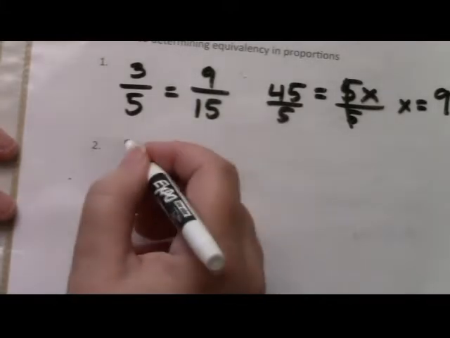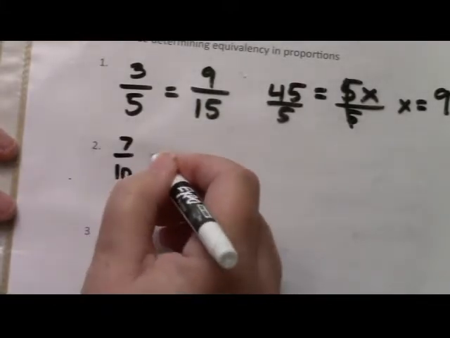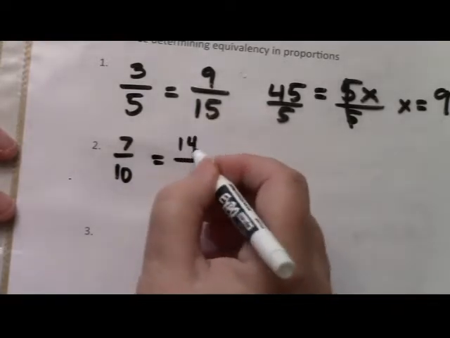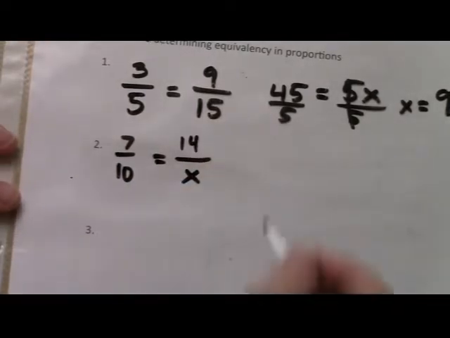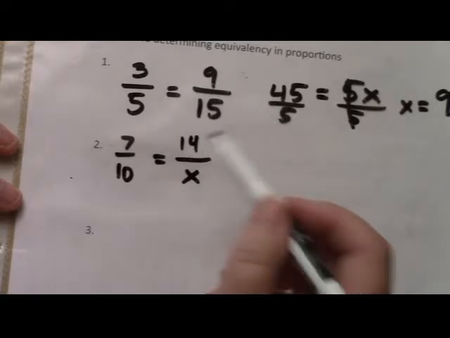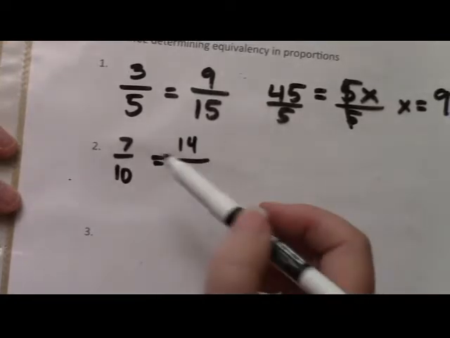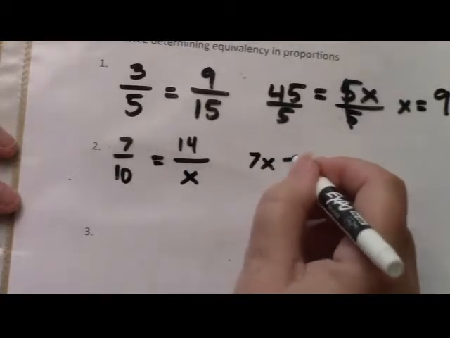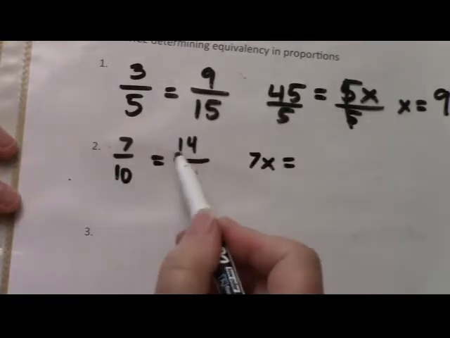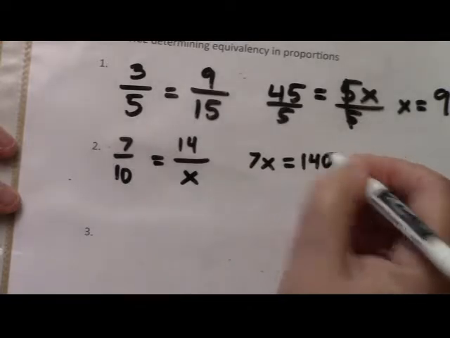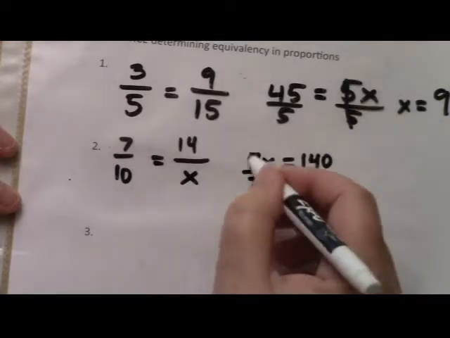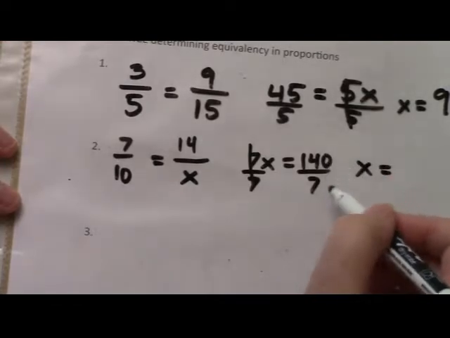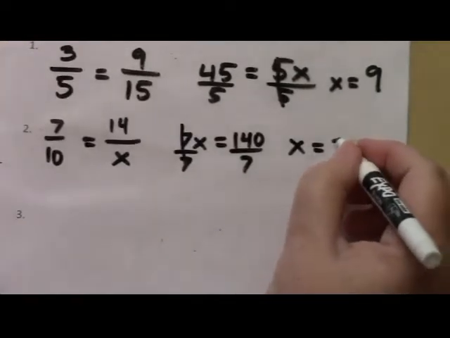Number 2, what if we had something like 7/10 is equal to 14 over what? Well, let's do our cross multiplication. Now, it doesn't matter which way we go first. Let's do the 7 times the x this time, and that would give us 7x equals, what is 10 times 14? It's 140, and let's divide by 7. We know that x then, 140 divided by 7, is 20.